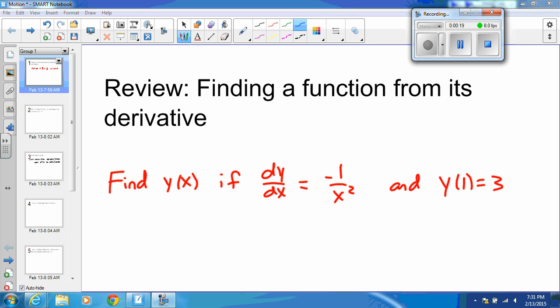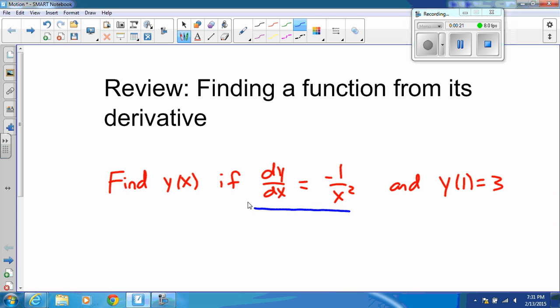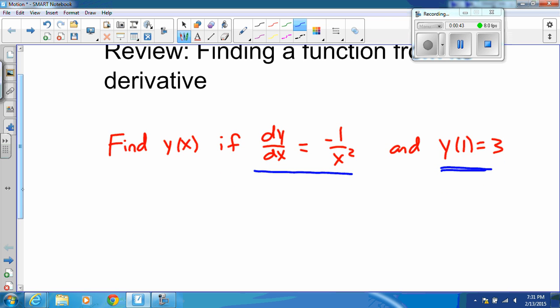And that is that if you know the derivative of a function, then you can find the original function that it came from. And if you further know one point on the curve, then you can find the particular constant of integration that pops out of the antiderivative. So let's review the process here.